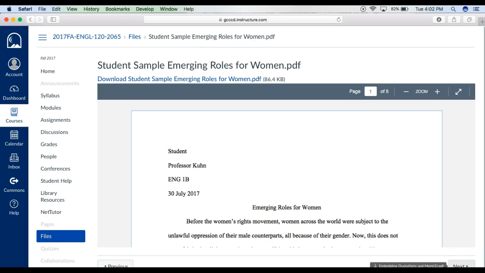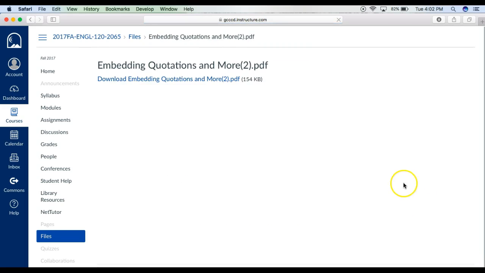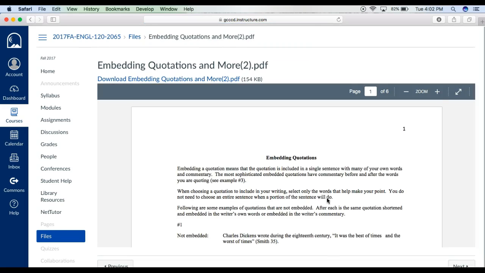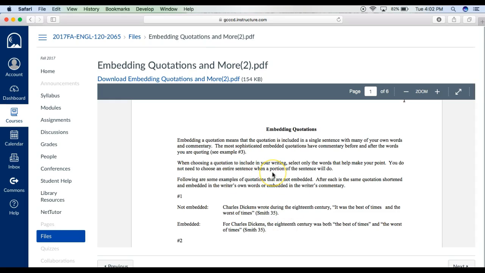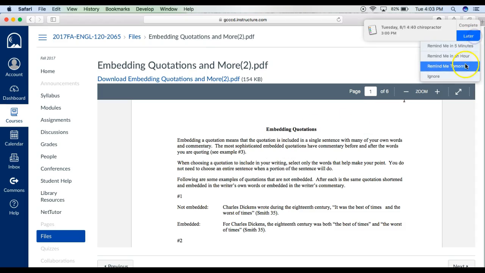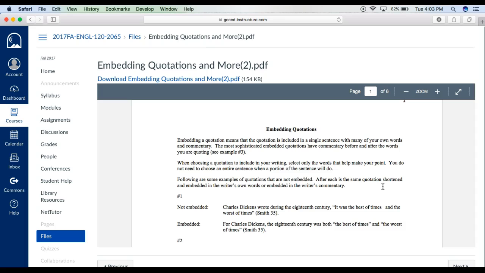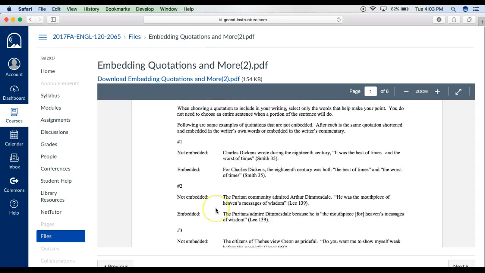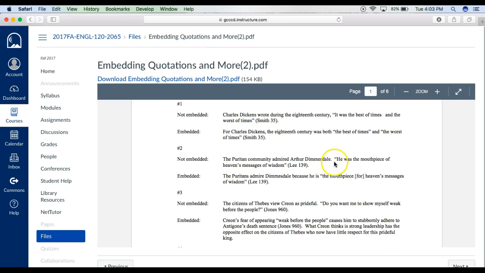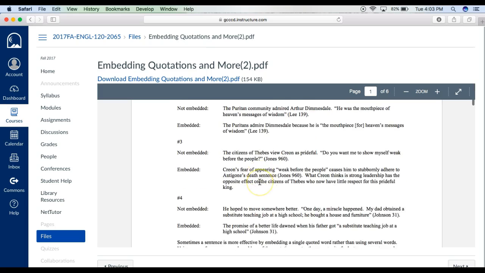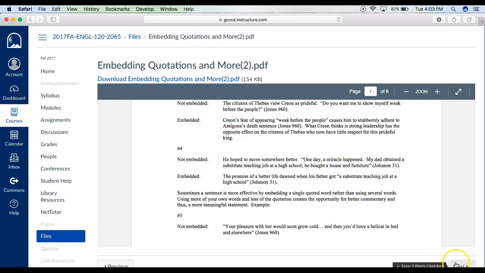Okay, this document here, embedding quotes and more. This one's really good for quote integration. Notice on the rubric for style and mechanics, the criteria there is no second person and making sure you integrate your quotes really well. So go through this document here and notice how these ones are not embedded or integrated, and these ones are. So be sure that you're practicing with that.